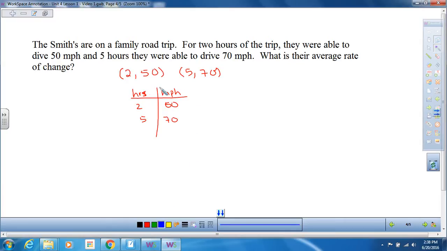Well, again, if you have a time, that's going to be your independent. And this will be your dependent. So I know my rate of change is going to be change in speed over change in number of hours.